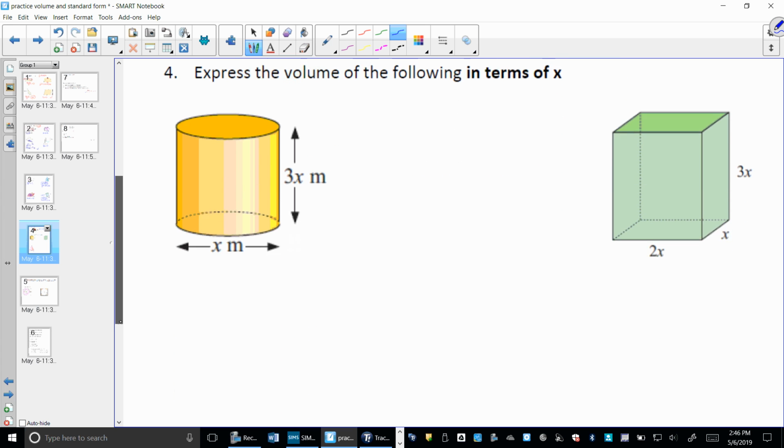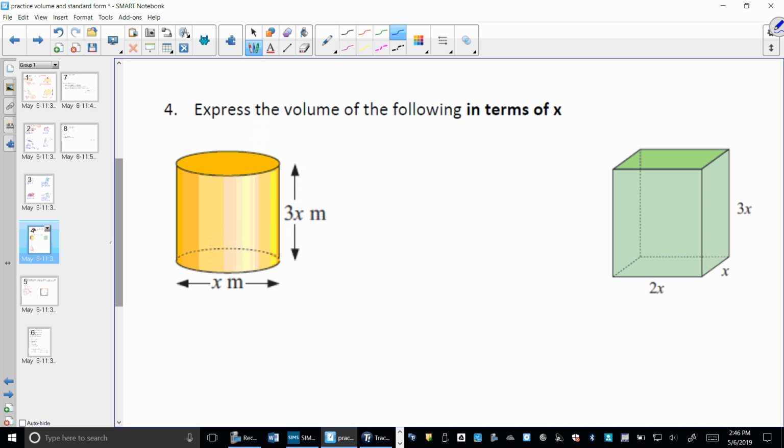Now, these ones are a little bit different. These ones are a bit harder. These are the type of thing that might be in the application or extension section. So it's the extension stuff. It says express the volume in terms of x, which means that we don't have a numerical answer. So there is no magic answer here. We are going to have the letter x in our working.